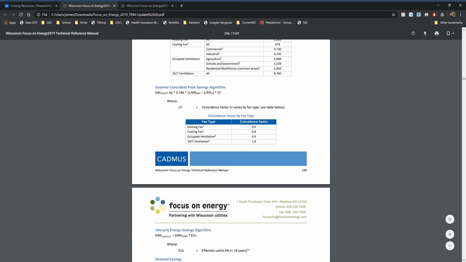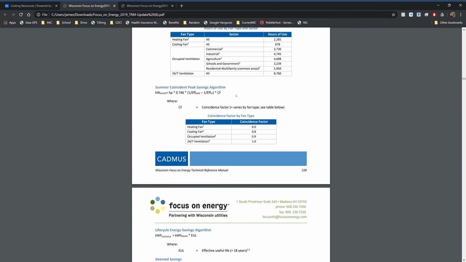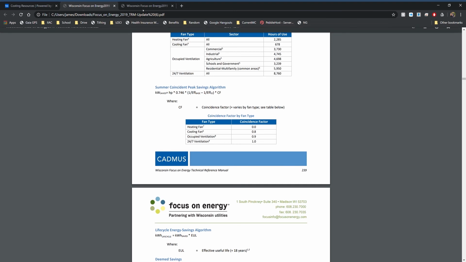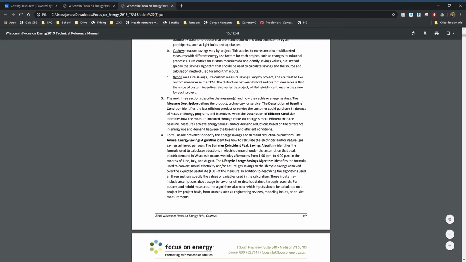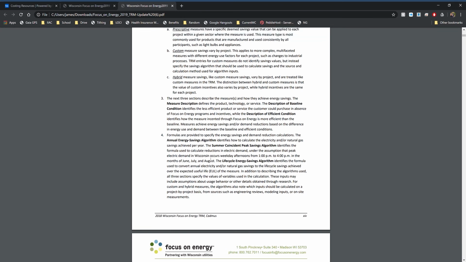Already talked about that. Summer coincident peak savings algorithm. So this is basically demand savings, and obviously that may apply to your AR, but one thing you have to be aware of when it comes to this document is this is how they are calculated in Wisconsin. So we're going to go back again to the executive summary and look right here, this summer coincident peak savings algorithm. This is under the assumption that peak electric demand in Wisconsin occurs weekday afternoons from 1 p.m. to 4 p.m. in the months of June, July, and August. That is not necessarily true in Utah. So that is one thing you have to be aware of.